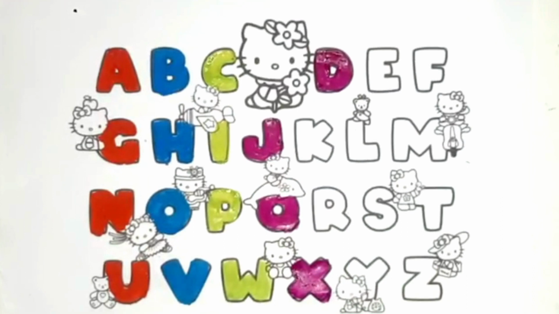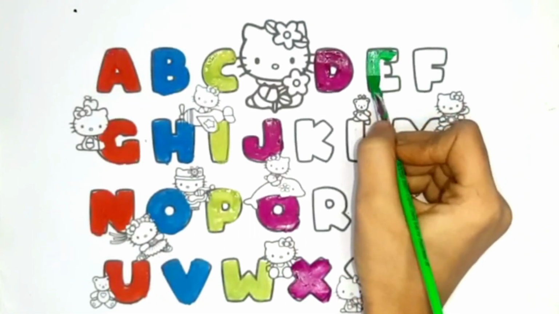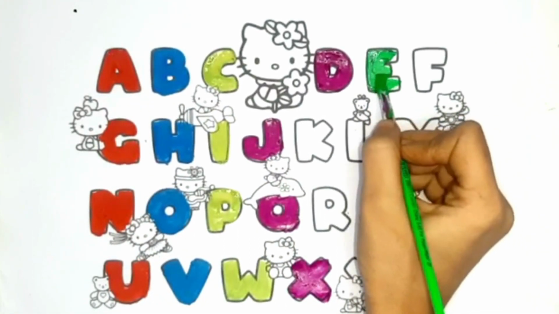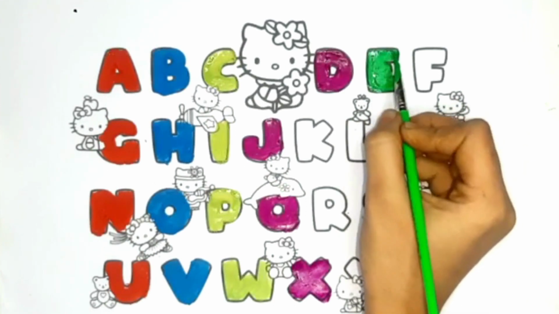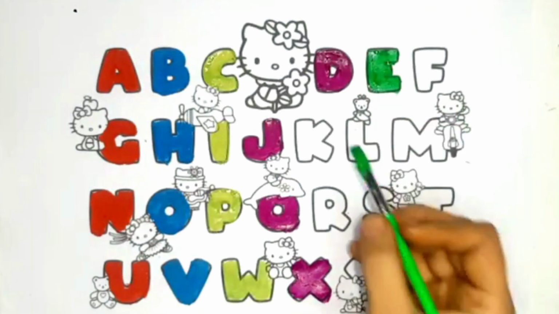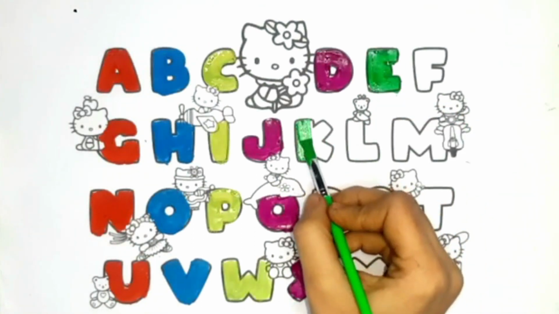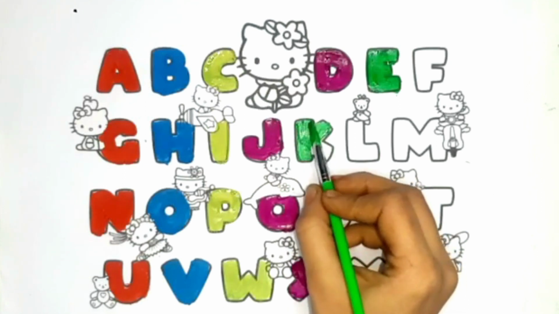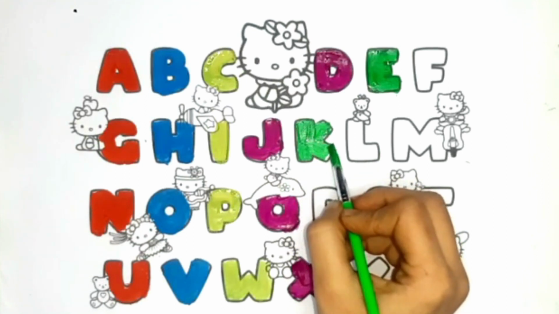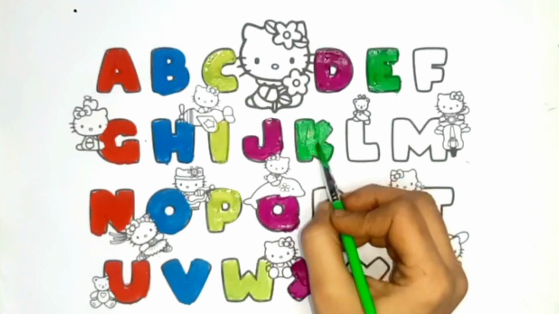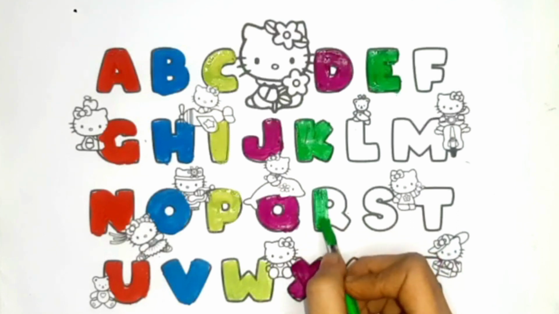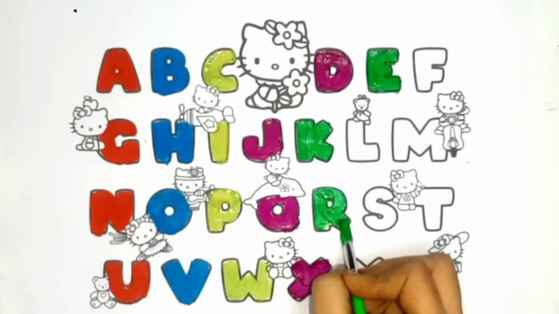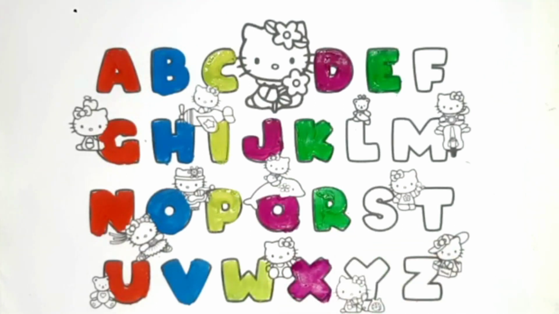Parrot green color. Letter E. E for egg. Letter K. K for kite. Letter R. R for rose.